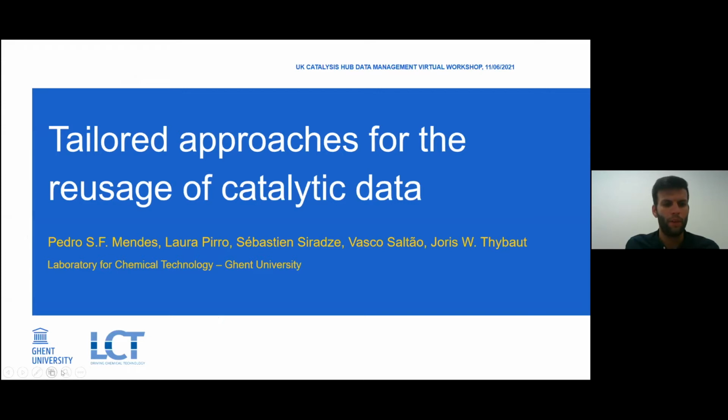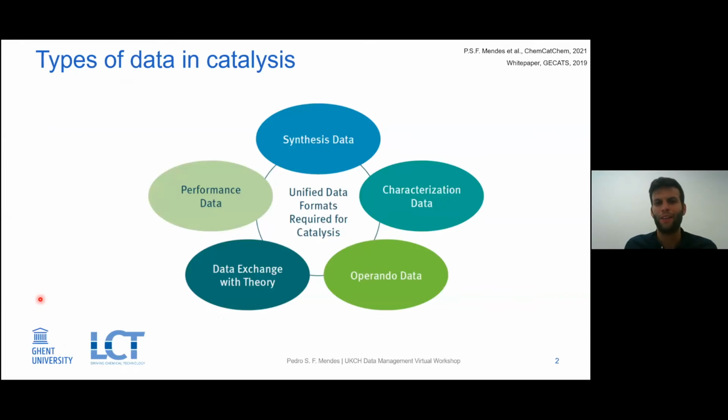I'm Pedro Mendes. I'm a researcher at Ghent University, and for the last couple of years, I've been working on the usage of catalytic data on the basis of tailored approaches. As Dr. Brian also pointed out, it's very hard to get formats or generic tools, format standards for data in catalysis.